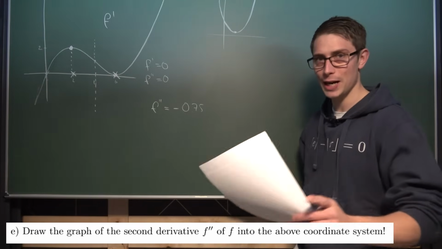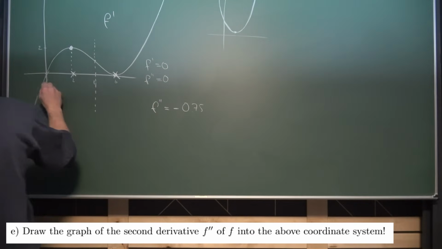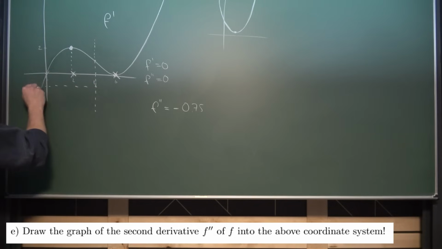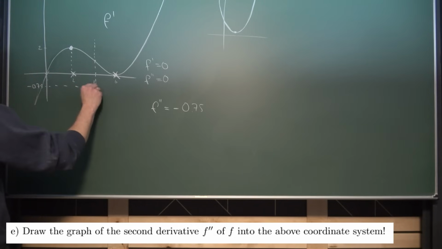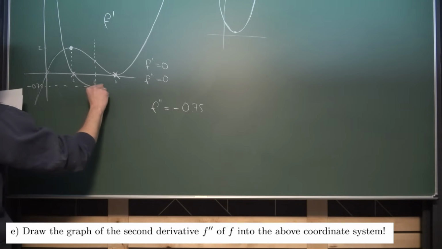Here, I'm not going to allow any kind of sketch. It needs to be accurate, meaning at negative 0.75, we are going to get our minimum here. And this is what it's going to look like.